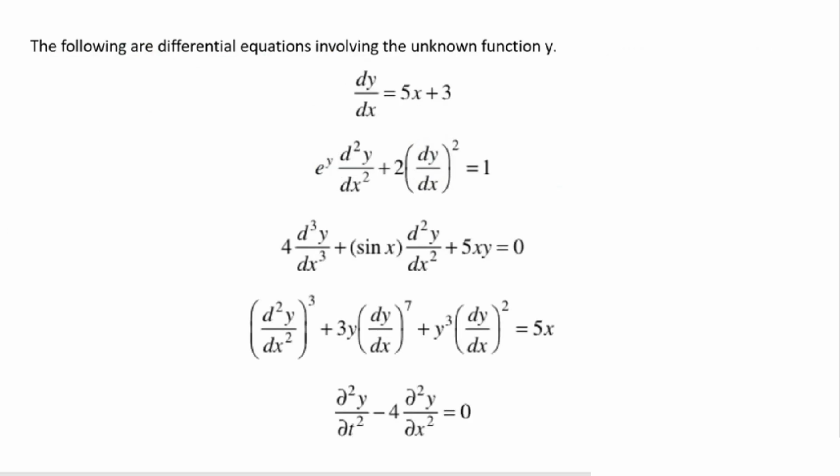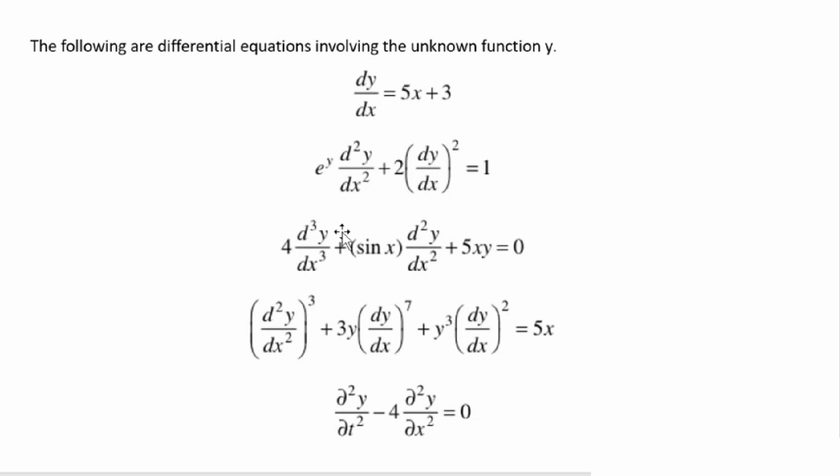Going back to our previous examples, the first example, dy over dx equals 5x plus 3, is a first order differential equation. The second one, e raised to y times d squared y over dx squared plus 2 times the square of dy over dx equals 1: because of the first element, d squared y over dx squared, this is a second order ordinary differential equation.